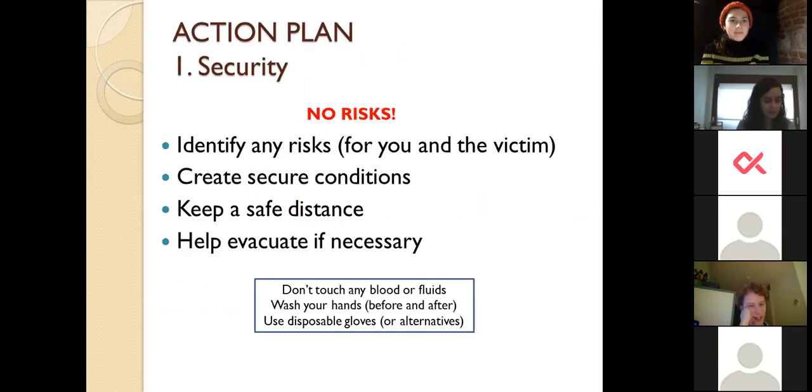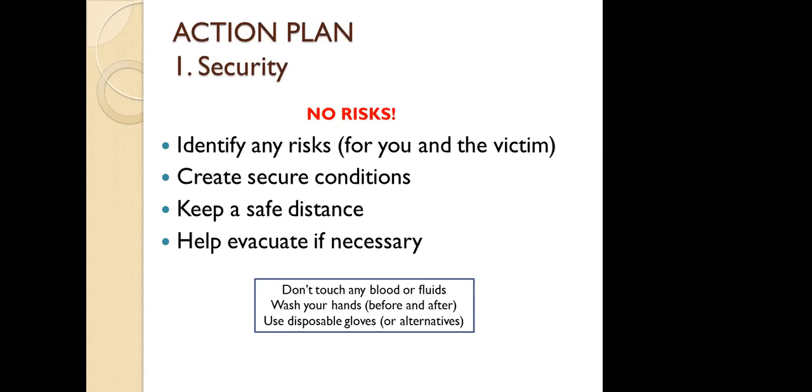About security, your first and most important task is to check the location and see if there are any dangers. For example, if there's a highway accident and the victim is in the middle of the highway, the first thing you need to do is take them off there, because otherwise their situation is going to deteriorate. So you need to identify any risks. Is there electricity and water around? If there was any problem, is there a risk of fire? And then you create the secure conditions.